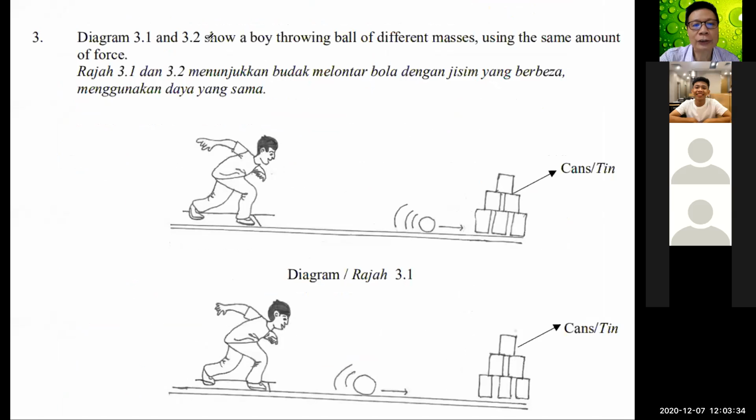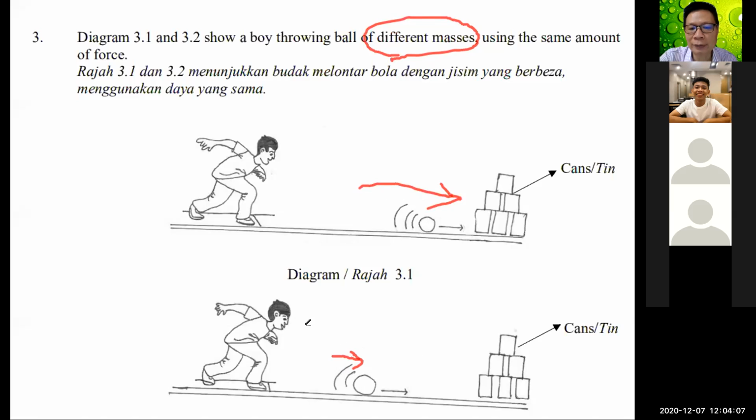Diagrams 3.1 and 3.2 show a boy throwing a ball of different masses. You can see here that this ball is very small, it's light. This ball is heavier. Now you can see the difference, right? Using the same amount of force, when the ball is small and lighter, it goes faster. This one is heavy, it goes slower. So it is very obvious already.